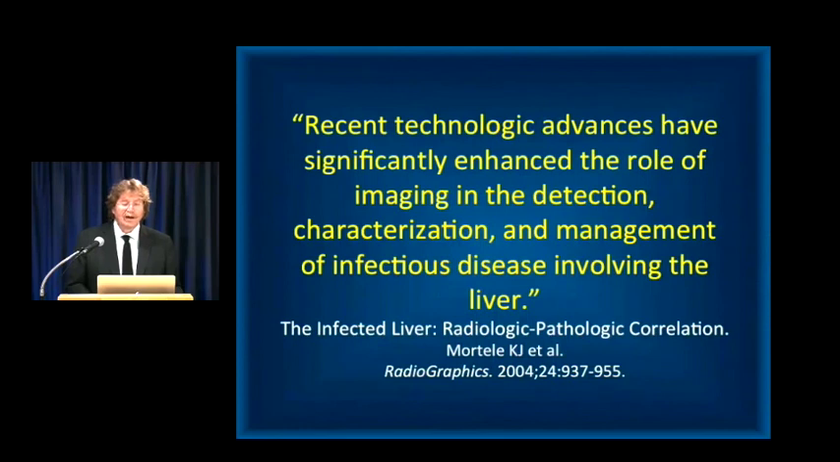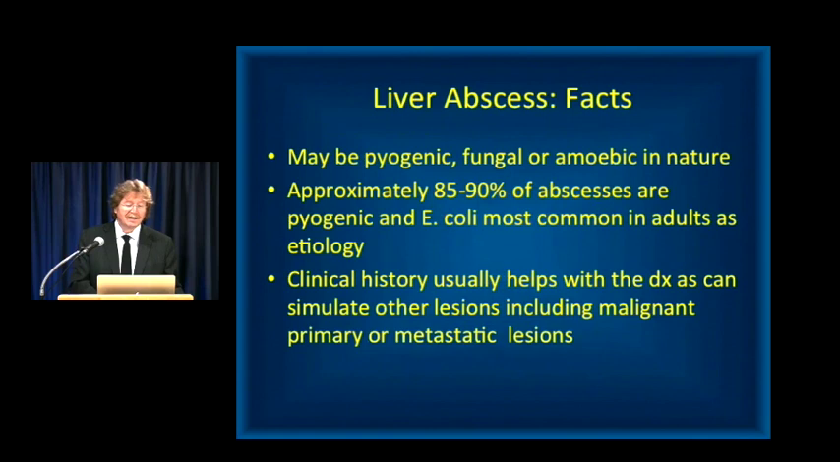Now, another thing that we speak about that's becoming more common are liver abscesses. Now, we know usually liver abscesses are related to some sort of history, foreign travel perhaps, patients with recent surgery, patients with diverticulitis, appendicitis, you name it. But we are seeing infectious disease involving the liver more commonly. And it can be anywhere from pyogenic to fungal to amoebic. About 90% of abscesses are pyogenic, with E. coli being the most common.